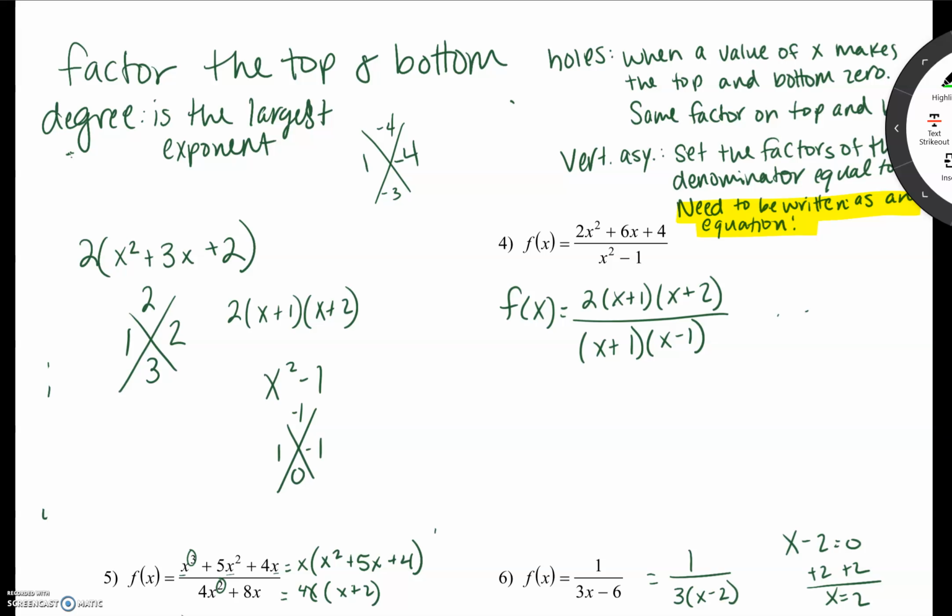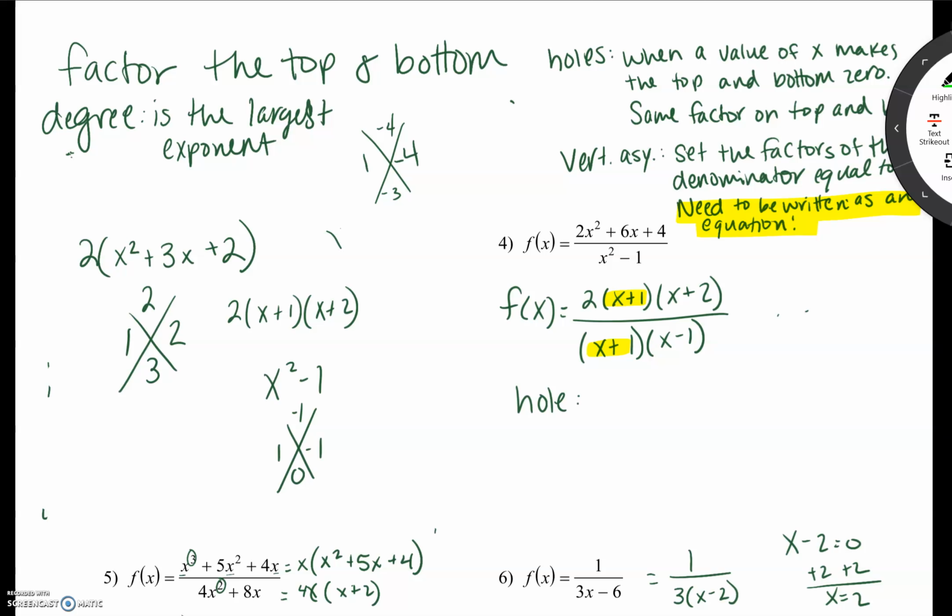Alright. So now that we have it completely factored, I'm going to look for the holes next. And I'm going to look to see if there are factors that are shared on the top and the bottom. And there are. x plus 1 and x plus 1 are both there. So our hole would be when those equal 0.